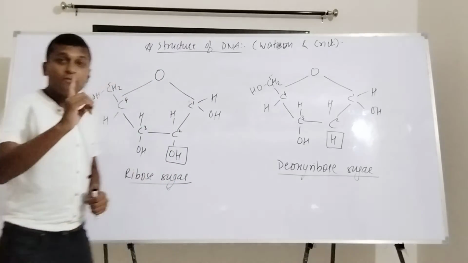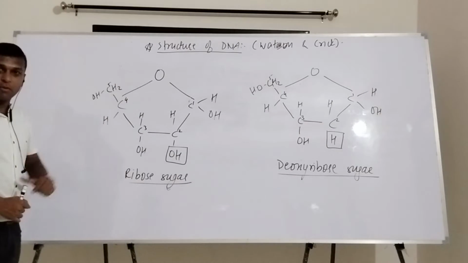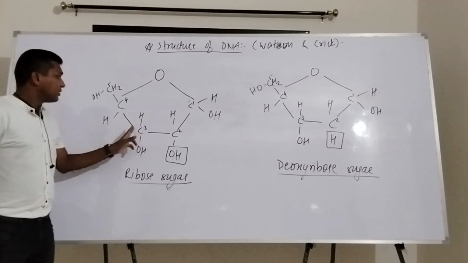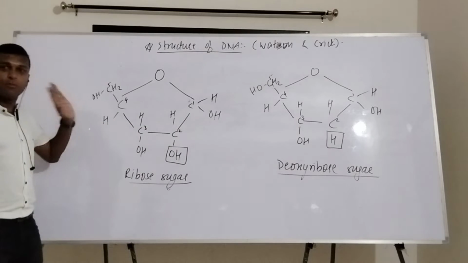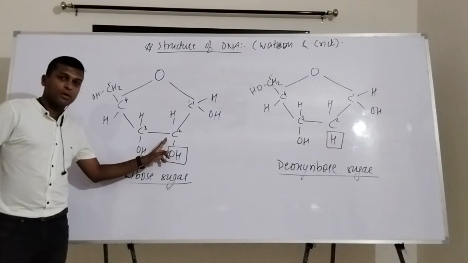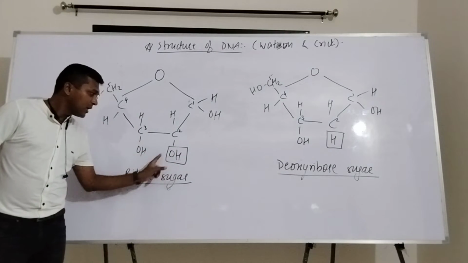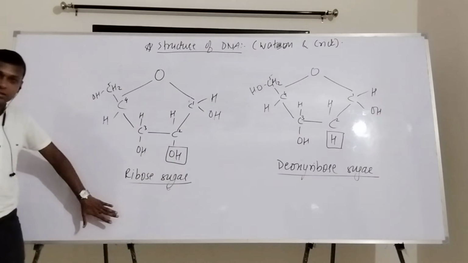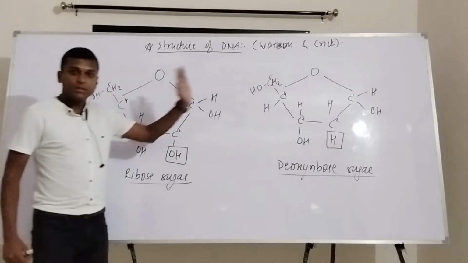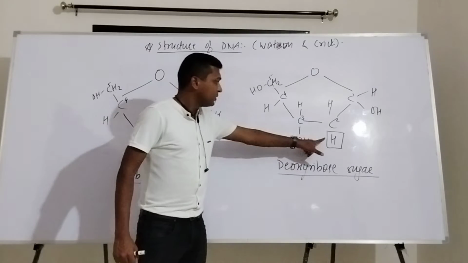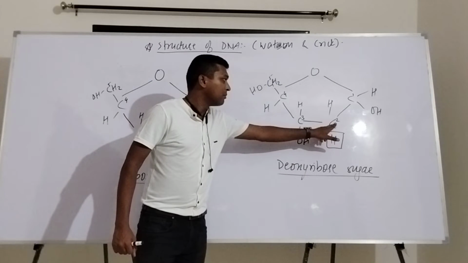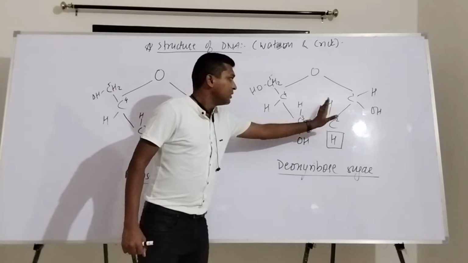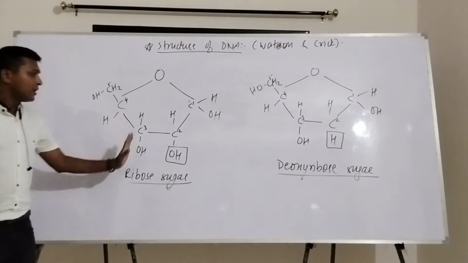Okay, this is the first component of the DNA. Do you get my point? Carbon atom first, second, third, fourth, and fifth. This is called ribose sugar, because at carbon atom number 2 there is presence of extra oxygen. But in case of the deoxyribose sugar, there is no oxygen present at carbon atom number 2. Getting my point? This is the difference between ribose sugar and deoxyribose sugar.